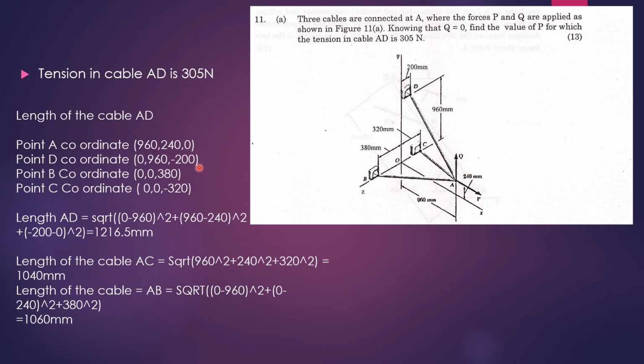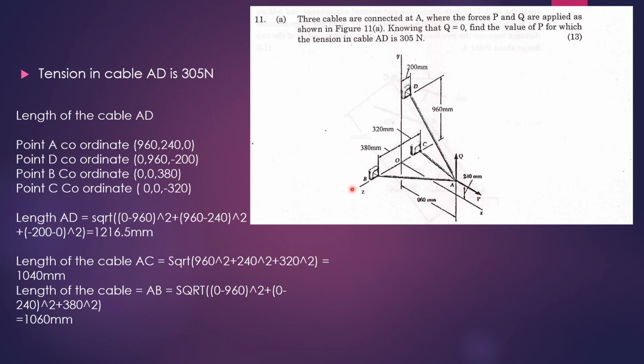The first thing we have to do is mark all the point coordinates. It is clearly given that O is the 0 point, and the x, y, z axes are given. Based on that we can mark each point. For example, mark point A: in the x direction it is 960, in the y direction it is 240, and in the z direction it is on the axis, so it is 0.